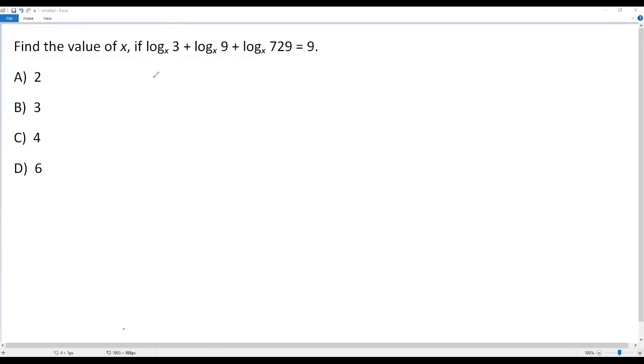Okay, now let me take the given equation as it is. It is log base x of 3 plus log base x of 9 plus log base x of 729 equals 9. Okay, now let me consider the product rule of logarithms. That is, let me add two logarithms with the same base. That is log base a of m plus log base a of n.